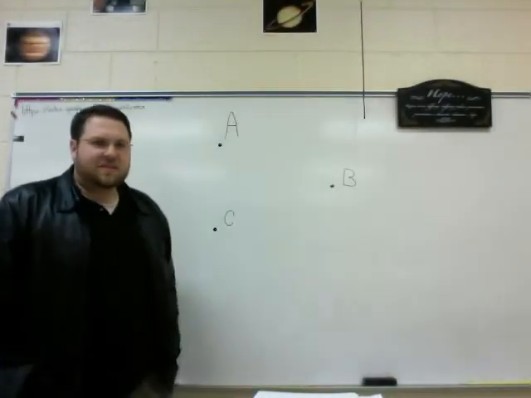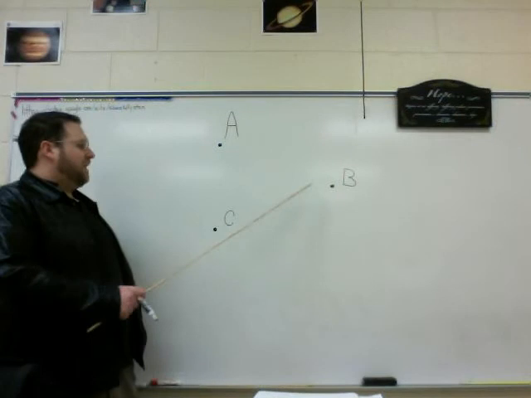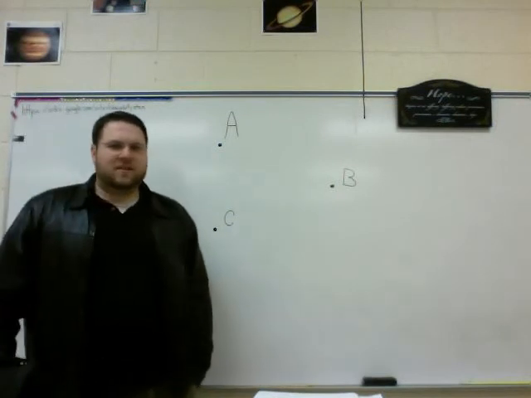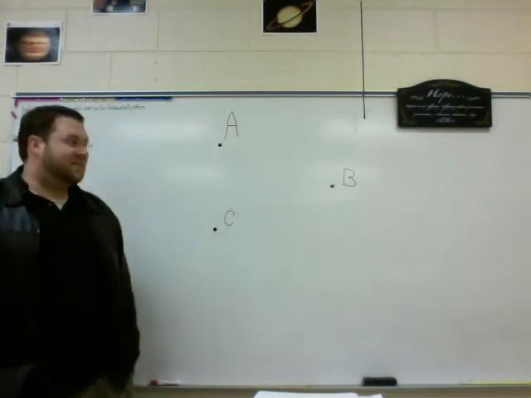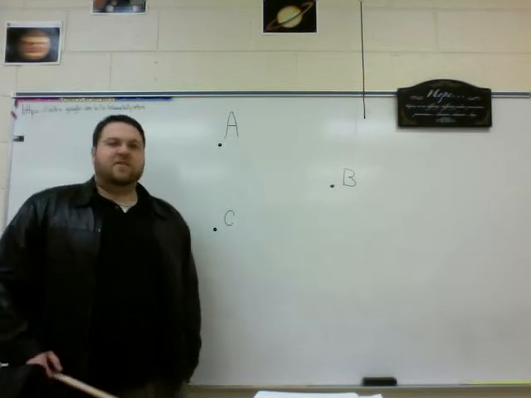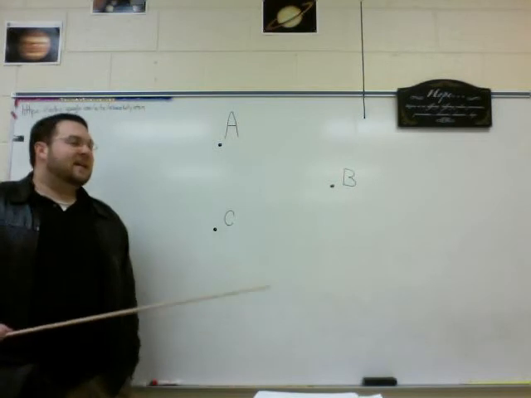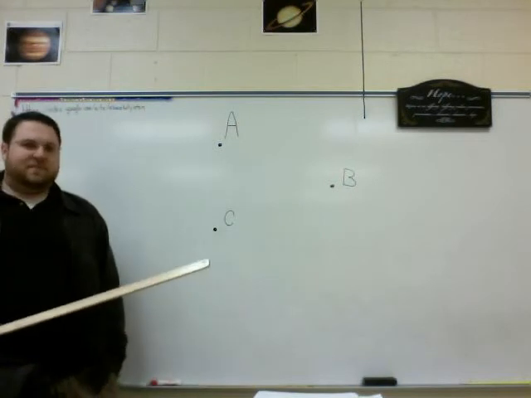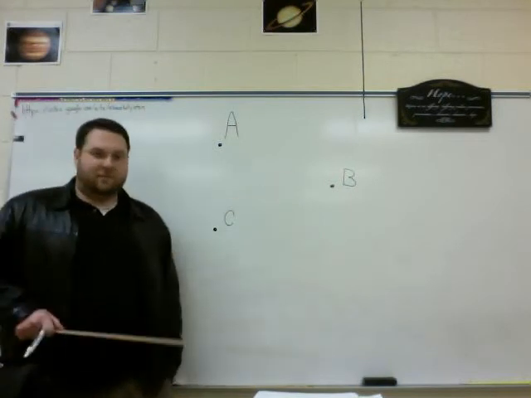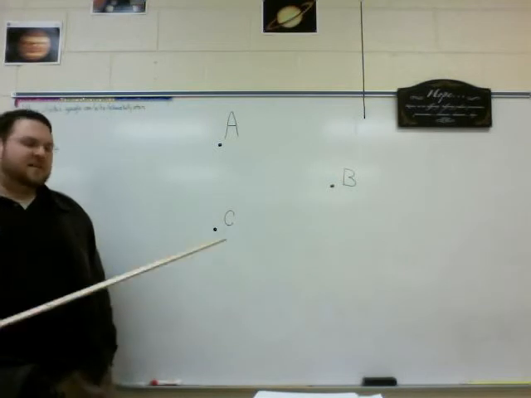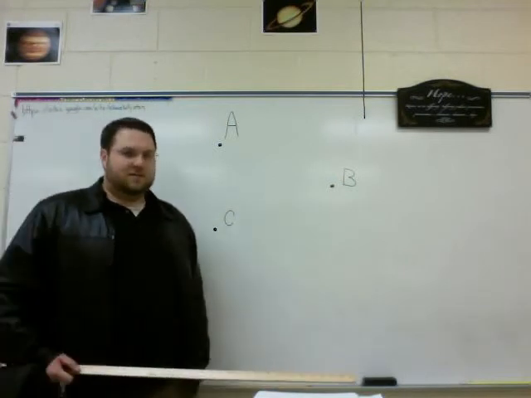Hey guys, I've got 3 points on the board here. I've got point A, point B, and point C. And the question is, how do we identify the position of any one of those points? For instance, if I ask you to tell me exactly where A is, how would you convey that information to me? Or if I were to ask exactly where B is or where C is. So that's what we're going to learn how to do.